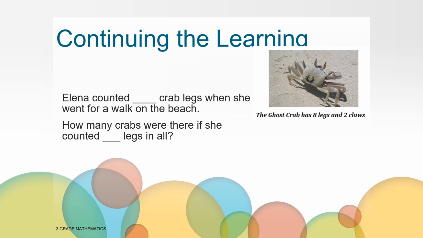So today we solved a division word problem and compared two different strategies. On your own, solve this problem on another sheet of paper. Elena counted 72 crab legs when she went for a walk on the beach. How many crabs were there if she counted 72 legs in all? Try to use one of the strategies we looked at today, or try a new strategy.